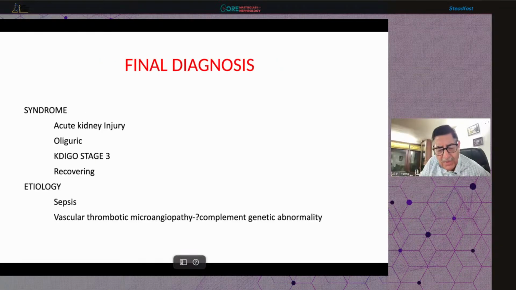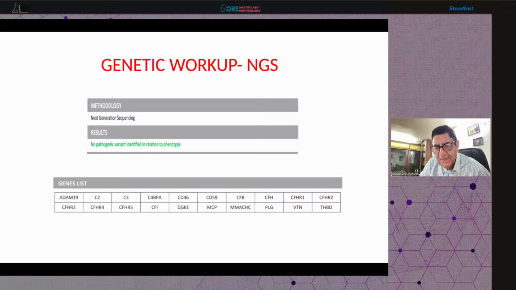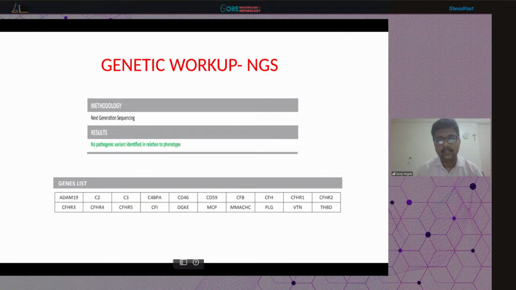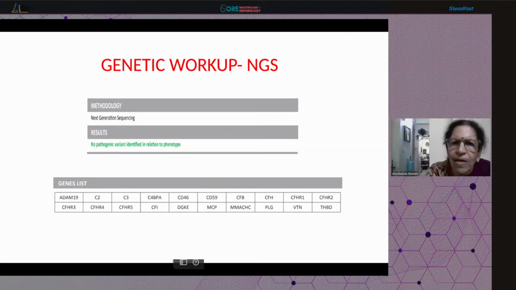Suraj, is it common? One more question here. Is it common to have no abnormality on the genetic workup you did on so many genes? But if you're thinking this is immune mediated, did you look for antibodies to complement factor H?